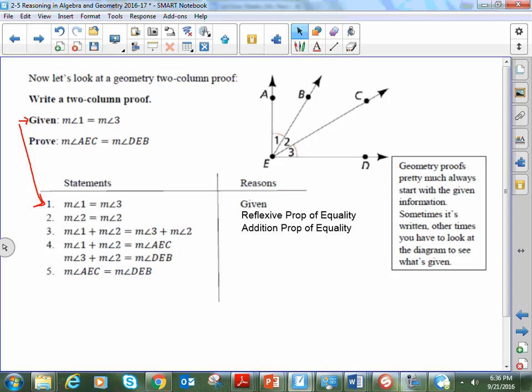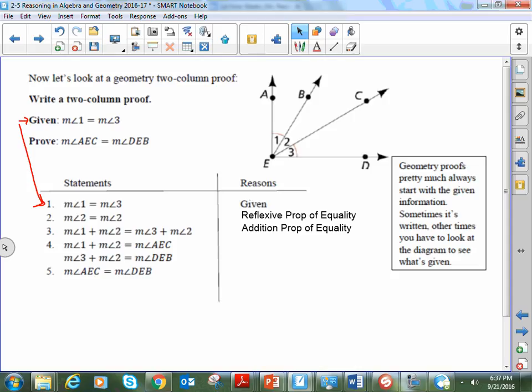Now, moving on to statement number 4. Well, the measurement of angle 1 and the measurement of angle 2 make up the overall angle measurement for angle AEC. So angle 3 and angle 2, added together, equal the overall measurement of angle DEB. So in that statement, we're taking two smaller parts and making one bigger angle.